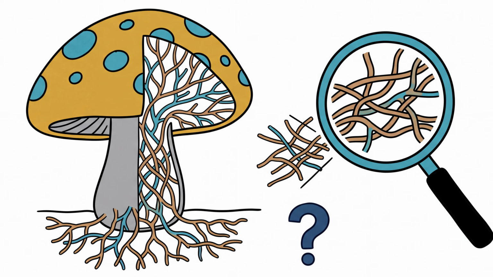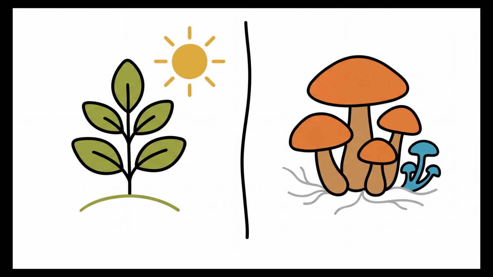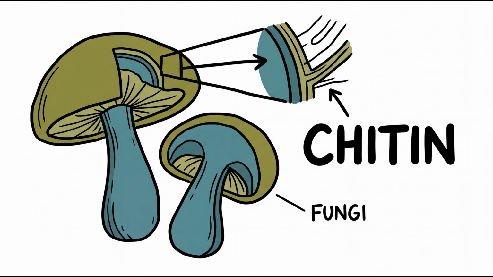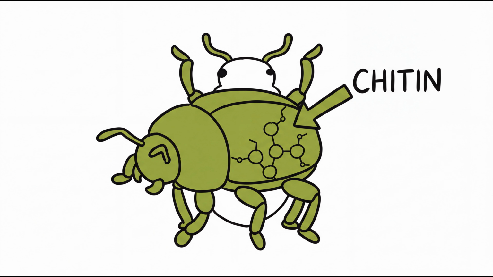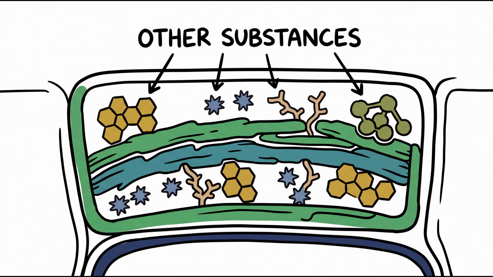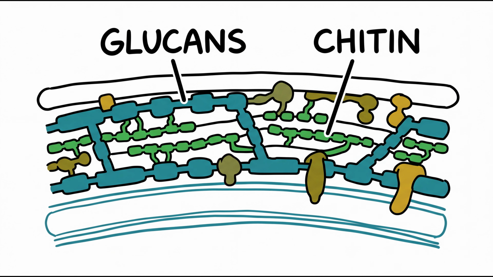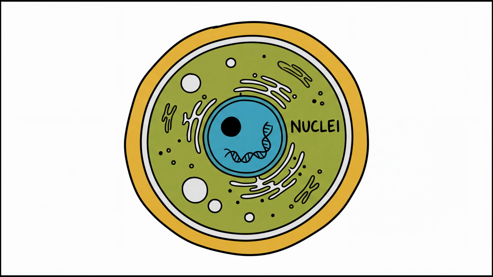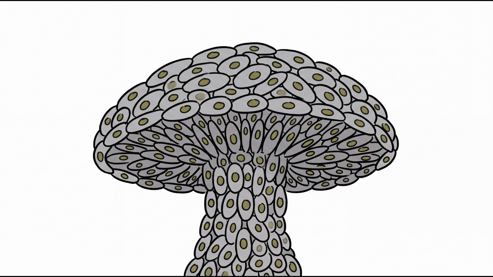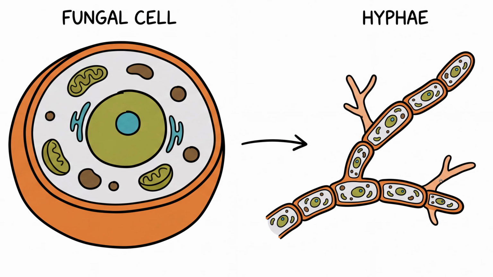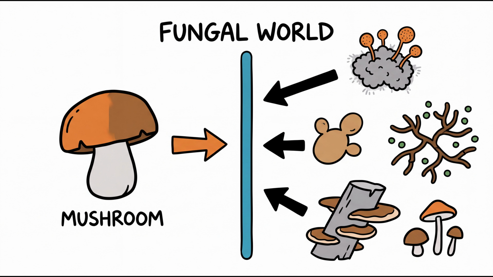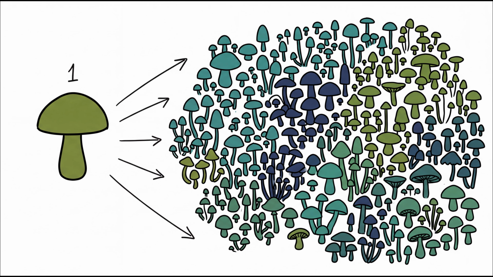But what is a mushroom actually made of? At the cellular level, fungi are very different from plants. Their cell walls contain chitin. Chitin is also found in the exoskeletons of insects and other arthropods. Fungal cell walls also contain other substances, including glucans. Inside those walls are fungal cells containing nuclei and other cellular structures. It is a complex fungal structure built from countless microscopic cells and hyphae, and mushrooms are only one part of the fungal world.